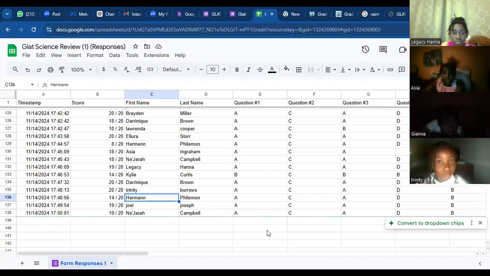Mr. Petit, I finally got 20 out of 20. I see it. I finally got a 20 out of 20. Finally. Luck is on my side again. Awesome stuff. Good, good. Take a picture of it and send it to me. Very good, Najara and Legacy.